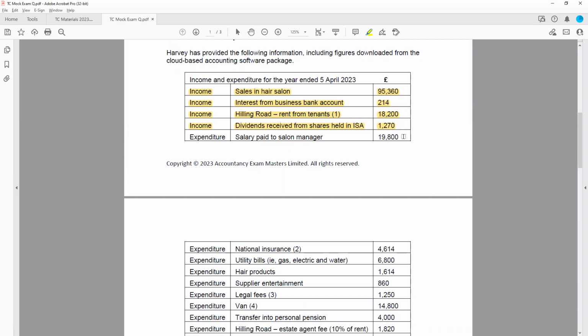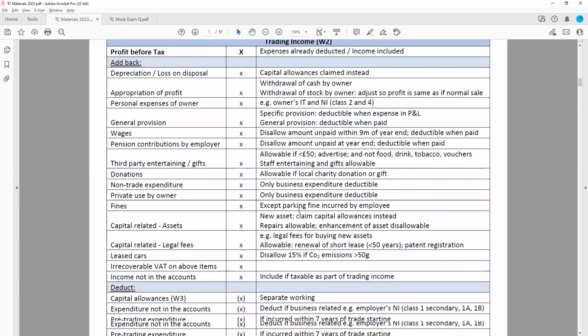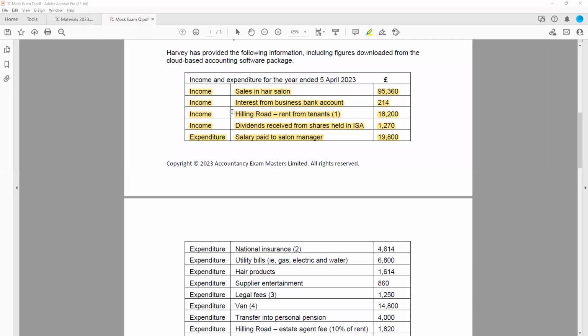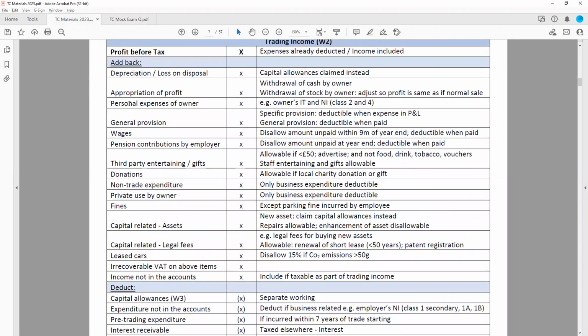Same, we've got expenditure, salary paid to a salon manager. Well, that's definitely an allowable expense when calculating the trade income. So the general rule of what's an allowable expense and what isn't: if it's for business purposes, then it's an allowable expense. That's a general rule. If it's entirely for business purposes, so not for the owner's personal private use, then it is an allowable expense.